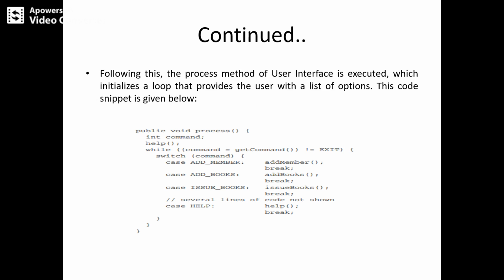Another case, again a case. We can give the case number: case 1, case 2, case 3, whatever. That is one way we can give it. So, issue the book: the issue book method will be taken in the again break. Here one comment line is given. So what is that? Several lines of code not shown because it is only a snippet.